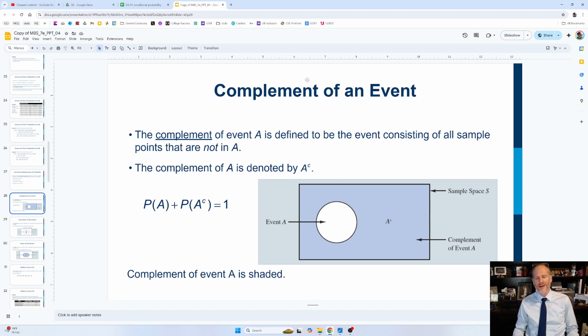So here we have a sample space, right? So this box is a sample space, and event A is a subset of the sample space, and there's some probability of event A occurring. And then the complement of event A is everything in the sample space which isn't there. So why would we want to know about this, right?